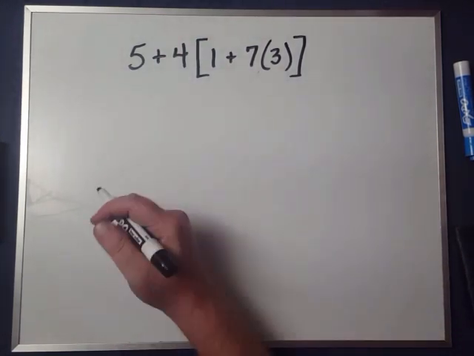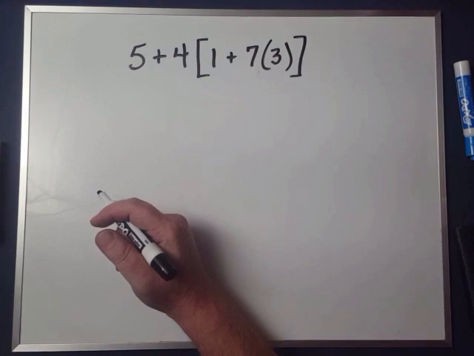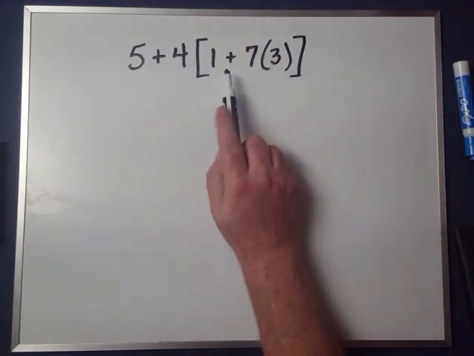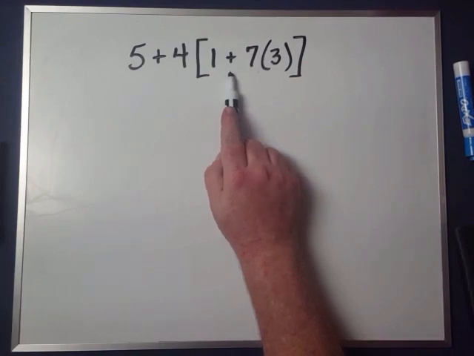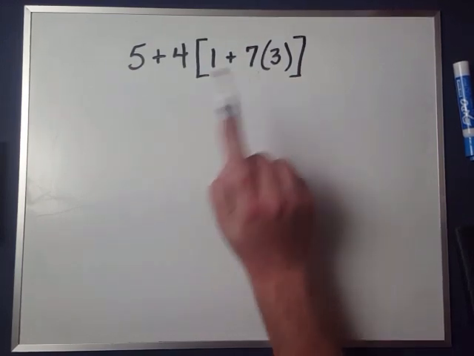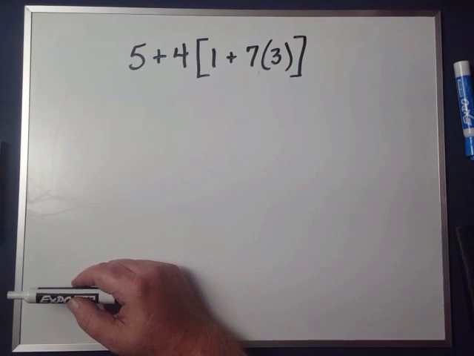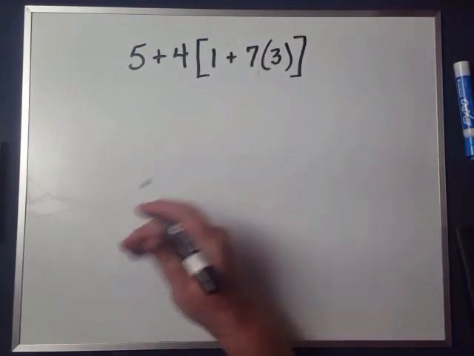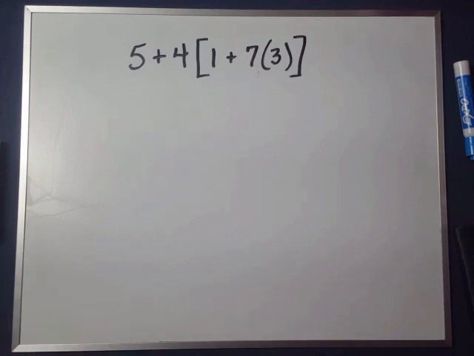So we're going to start by working inside the set of grouping symbols, inside the square brackets. And inside the square brackets, we have a choice. Do we add or do we multiply first? And tell you what I'd like to do. How about you pause the video right here, give this one a try yourself, and when you've got it down to an answer, start the video back up and I will work it out for you. And we'll compare answers.